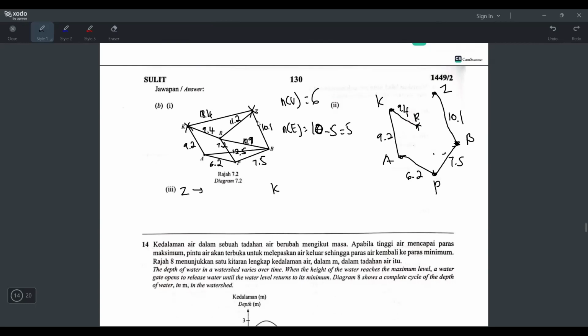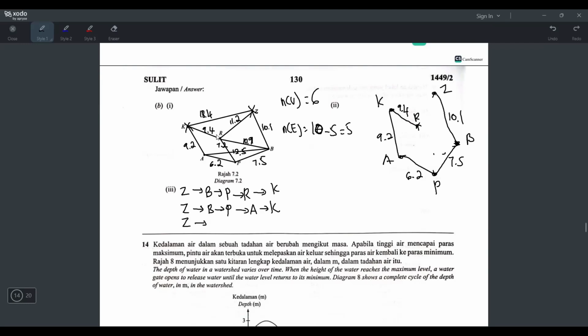So you can go Z to B, and then B to P, so that passes through P. And then P to R or P to A. Both are possible, right? Let's say R first and then go to K. And then the next one, I repeat the same: Z to B, B to P, but this time I go A, K like that. Okay, I list down all the possible routes first.